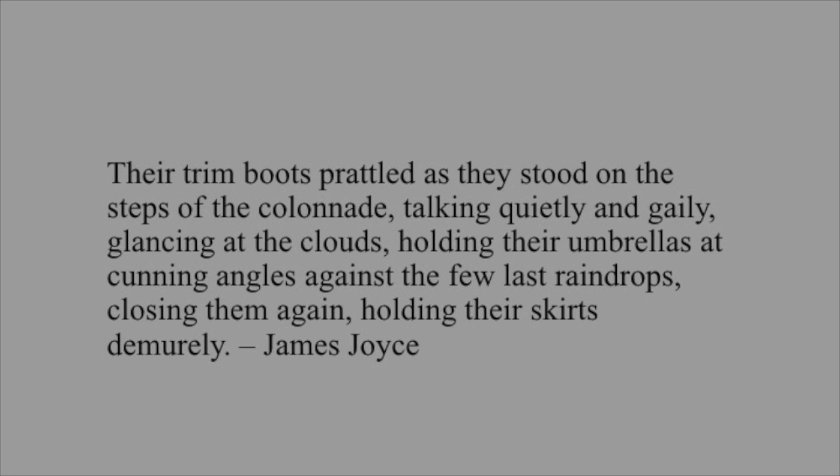In the following sentence, James Joyce uses right branching verb phrases to give the sentence an ongoing feeling. Their trim boots prattled as they stood on the steps of the colonnade, talking quietly and gaily, glancing at the clouds, holding their umbrellas at cunning angles against the few last raindrops, closing them again, holding their skirts demurely. That's from A Portrait of the Artist as a Young Man.